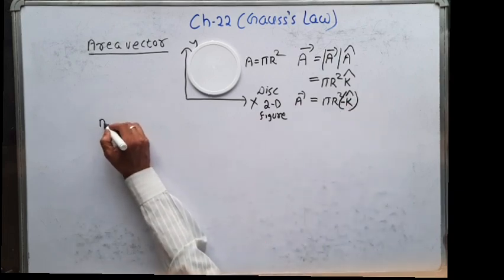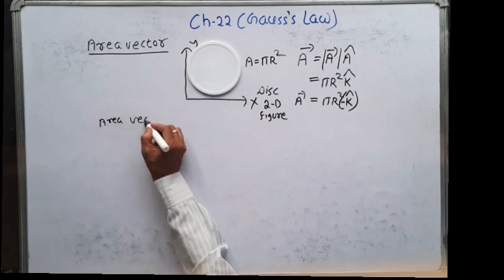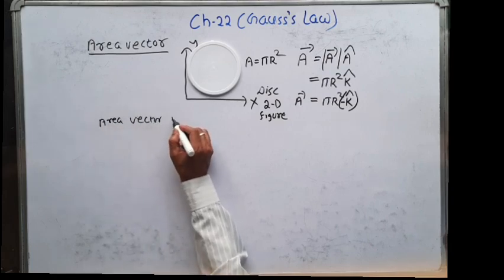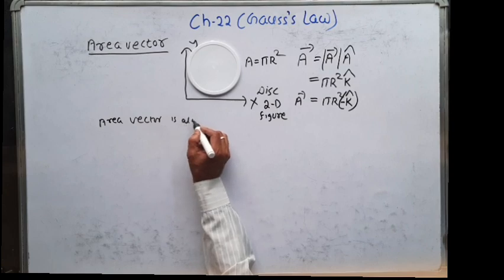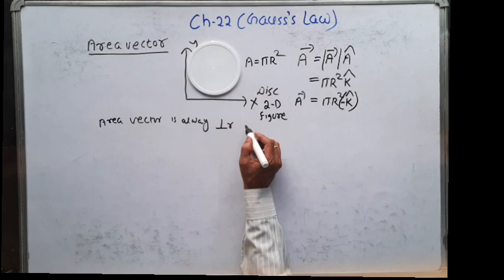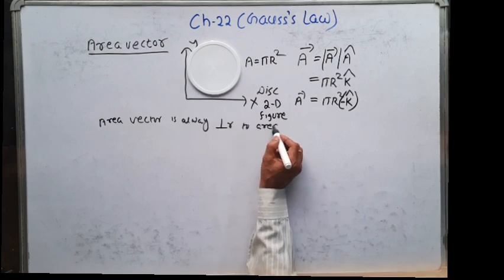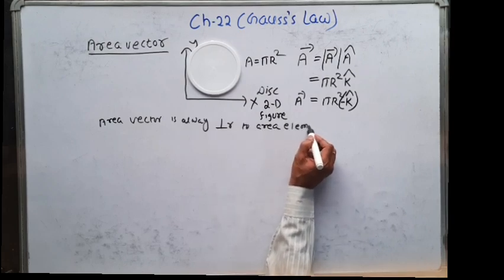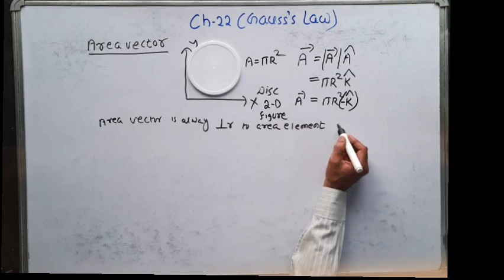So you may write the definition of area vector: the area vector is always perpendicular to the area element.